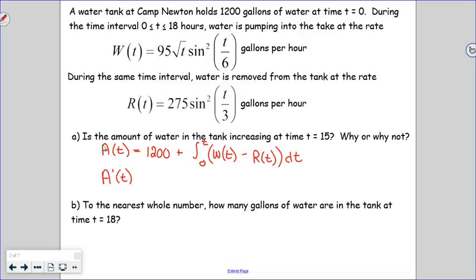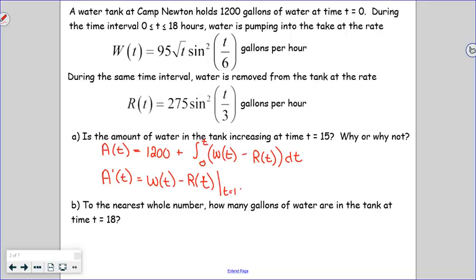Okay, well, let's talk about the derivative of A of t. First of all, the derivative of a constant is 0, right? And what's the derivative of our integral? What's inside the integral, right? So the derivative of A of t is just what's being added minus what's being subtracted. So let's pause there. Are we all okay with that? Yeah? And we want to know specifically what this is at time equals 15.